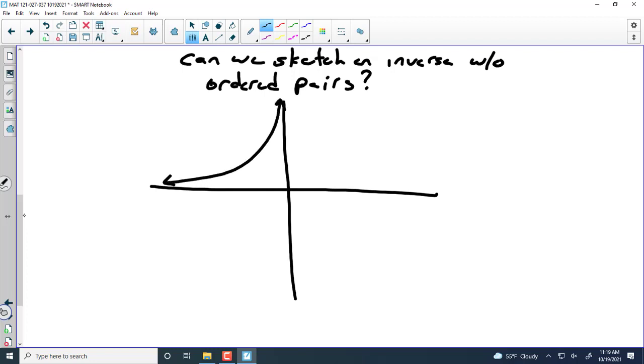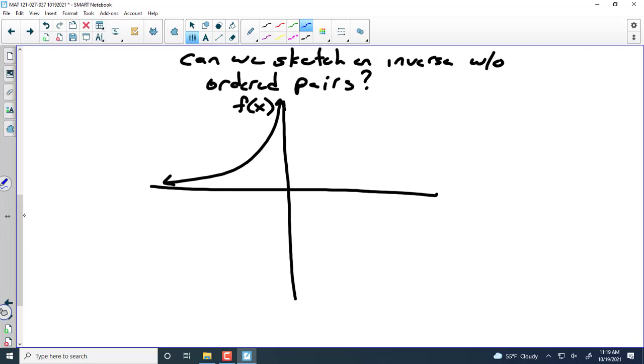Here we have some function. Now I know this is a function, everyone, because it passes the vertical line test. I know it's a one-to-one function because it also passes the horizontal line test. And the way I've drawn this, it should look sort of like a piece of a rational function, but it is still just a function.